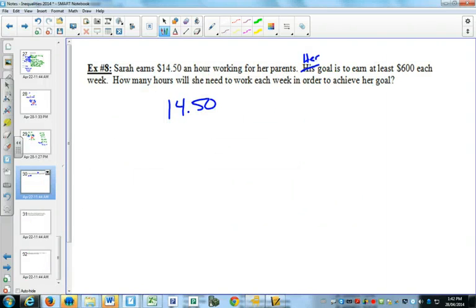1450. Now, we want this value. Does it make sense? 1450 times x is going to be how much money she's going to make. We want this to be at least $600. So this is an inequality because this has to be bigger than or equal to, because that's what at least would be, 600.